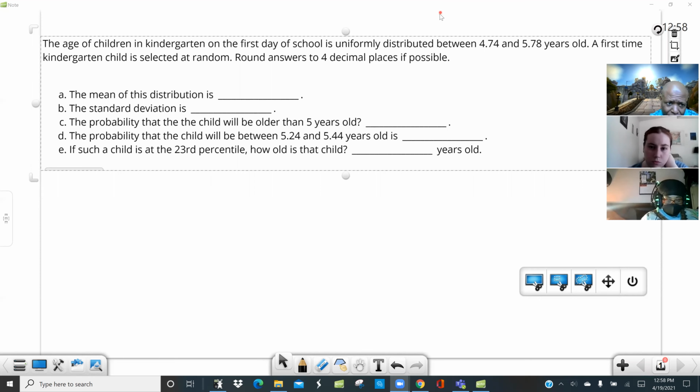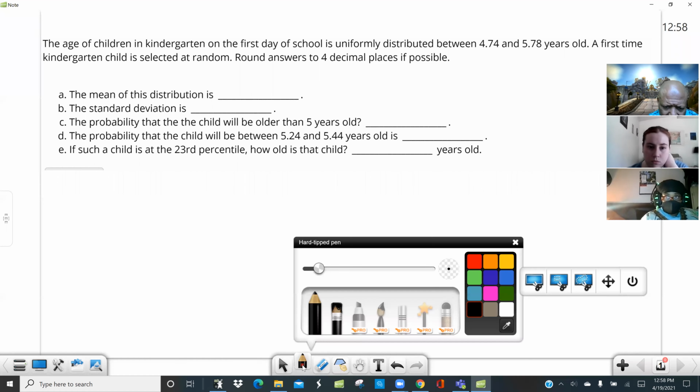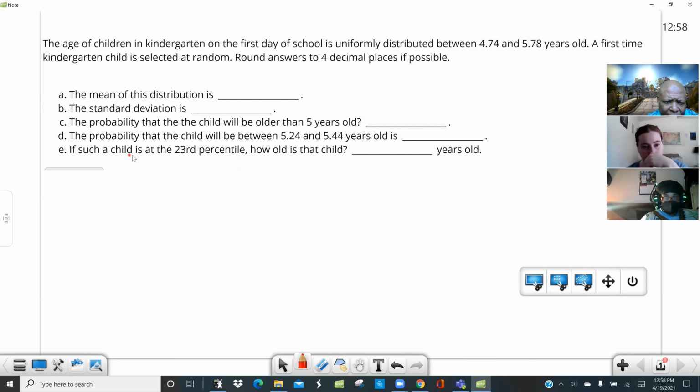And this person was wondering how to do part E. Let me just go ahead and look at part E only. I think the others are okay. So this was okay, everything appeared to be good here. Let's check out part E. If a child is at the 23rd percentile, how old is that child? And here's what they mean by that.